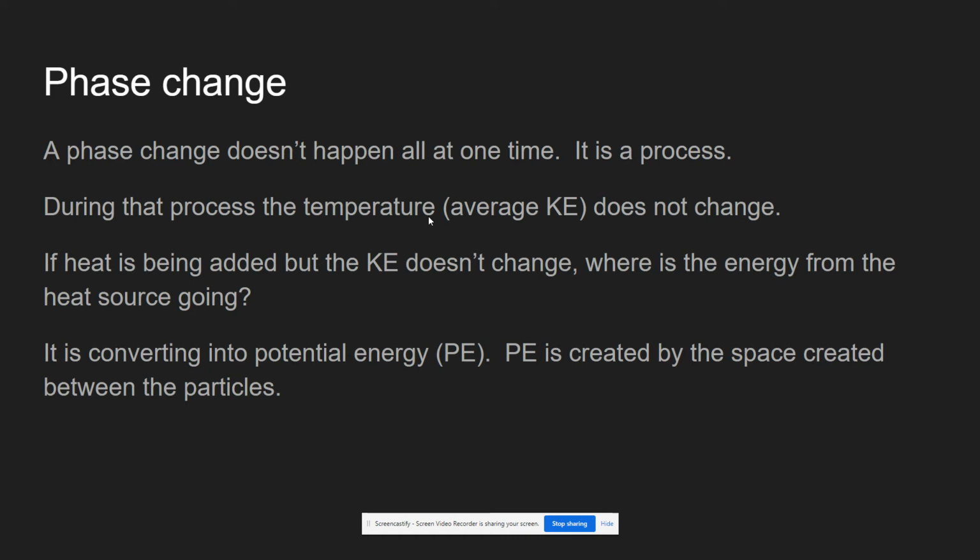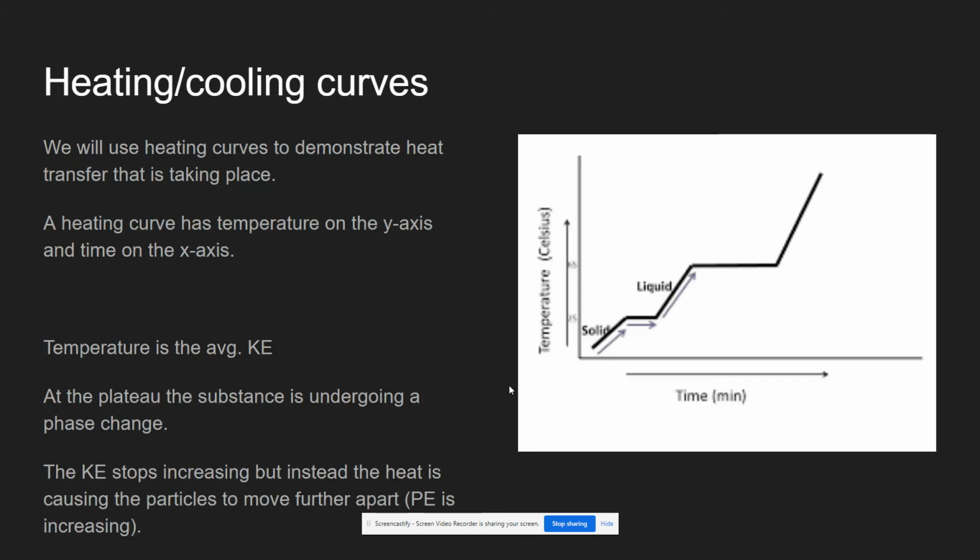Where's the energy going? All right, so if I'm heating up an ice cube and that ice cube is melting, but it's staying at 32 degrees, how come, if I'm continually adding heat, where is it going? Well, it's converting into potential energy, because potential energy is created as the space is created between the particles, as they start to move further apart. That's increasing the potential energy. So by adding heat, even though the kinetic energy doesn't increase, the potential energy will increase between the particles.